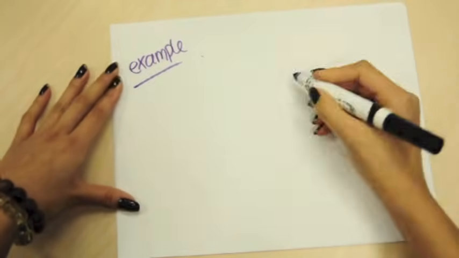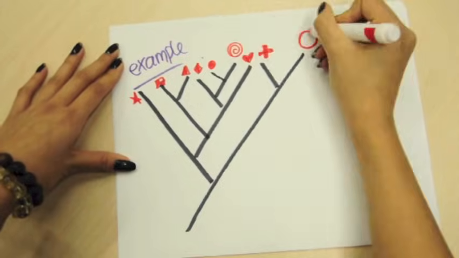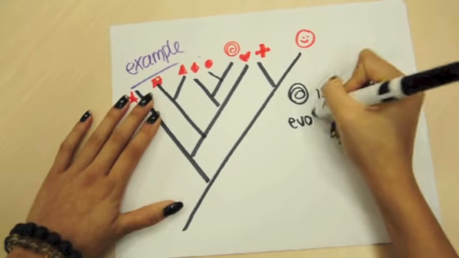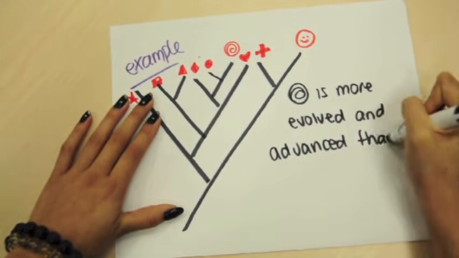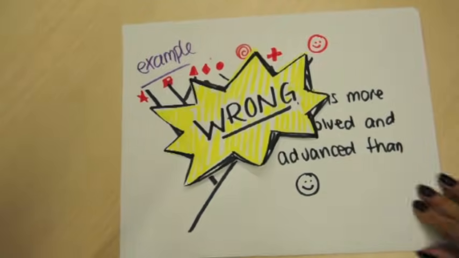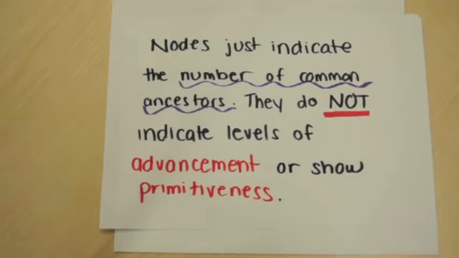Let's try another example. Looking at this tree, the swirl is more evolved and advanced than the smiley face. Wrong! Nodes simply indicate the number of common ancestors. They do not indicate levels of advancement or show primitiveness.